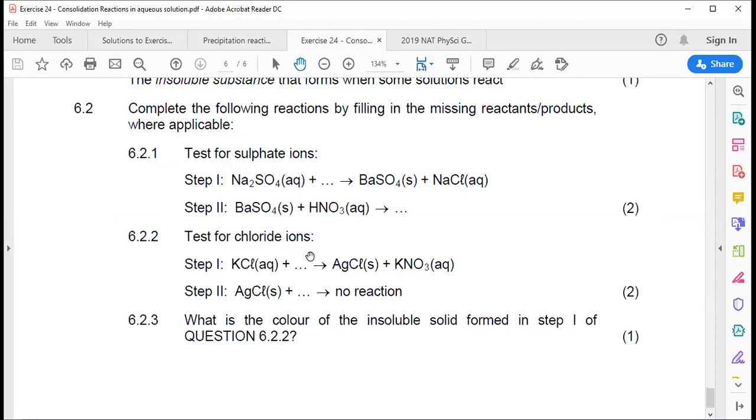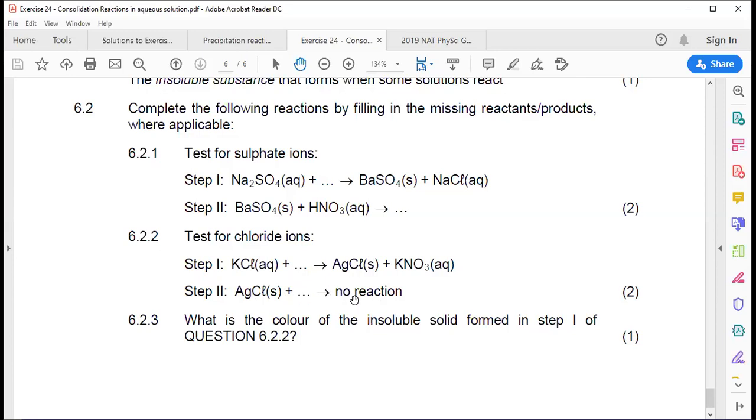Test for chloride ions. You've got your potassium chloride plus something here to give you AgCl plus KNO3. Once again, you check what you have on the left, what you don't have on the right. You've got K, you've got K here. You've got Cl, you've got Cl here. What you have on the right that is not on the left is your AgNO3. So here you must add silver nitrate, AgNO3. Is that clear?